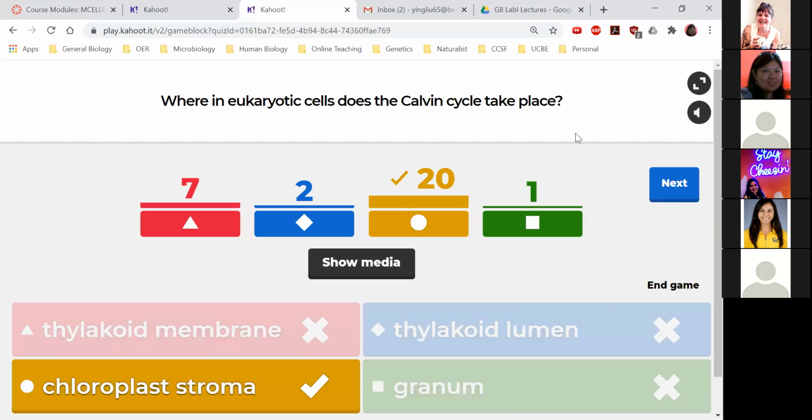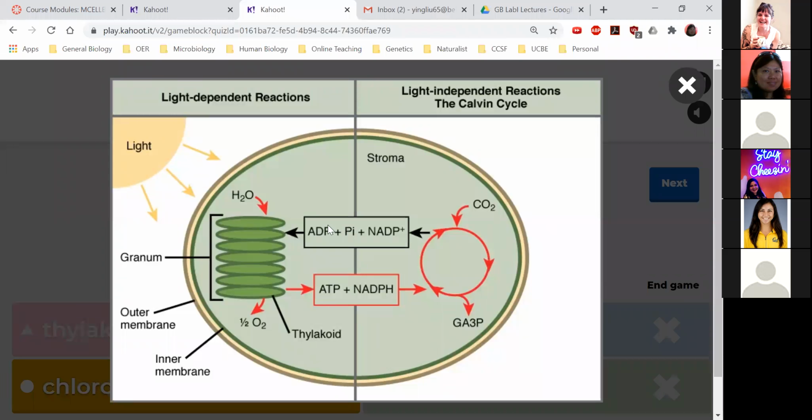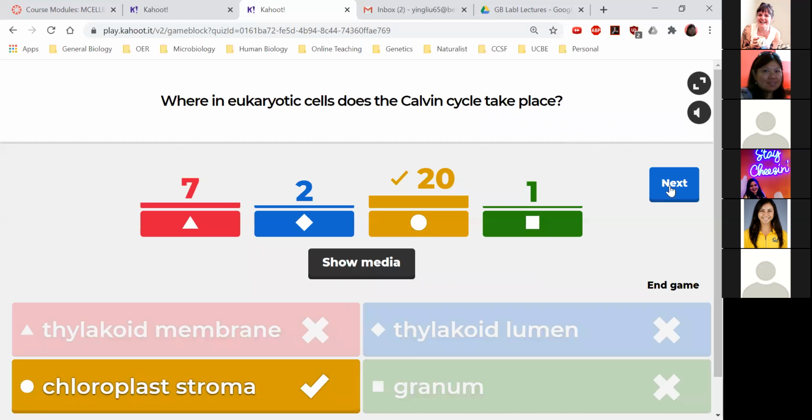Okay, much better this time. So we just talked about the light-dependent reaction, and it's happening on the thylakoid membrane. This one is asking, where does the light-independent part, which is the Calvin cycle, happen? And the correct answer is actually in the stroma. If you look at this diagram, it's also showing that the Calvin cycle is happening in the stroma of the chloroplast.